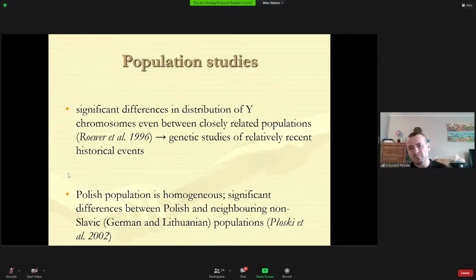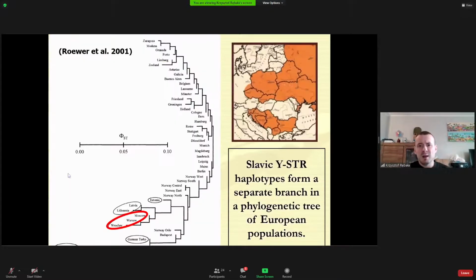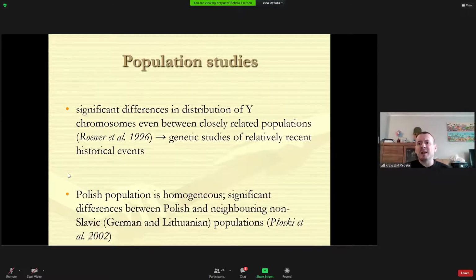And actually, the Slavic expansion in Europe was a relatively recent event in the history of our continent, and the Y chromosomes differ so much between different human populations, even closely related populations. We assume that they can be suitable for the study of the origin of the Slavs.